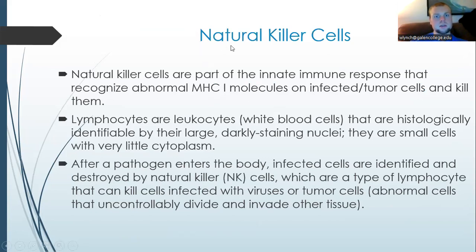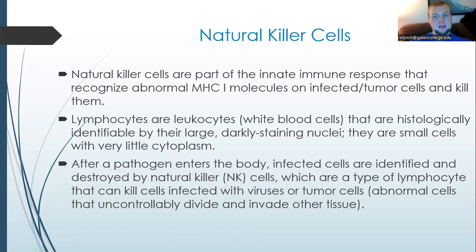All right. Our last cell type that we can discuss is the natural killer cells. These are part of the innate immune response. They're going to recognize MHC1 molecules on infected cells and tumor cells. We have the lymphocytes, all right. Natural killer cell is going to be a subdivision of the lymphocyte or white blood cell. The infected cells, if we have, let's say, a virus enter the body, are going to be targeted and destroyed immediately by the natural killer cells if they see an abnormal MHC1 molecule on the cell surface.